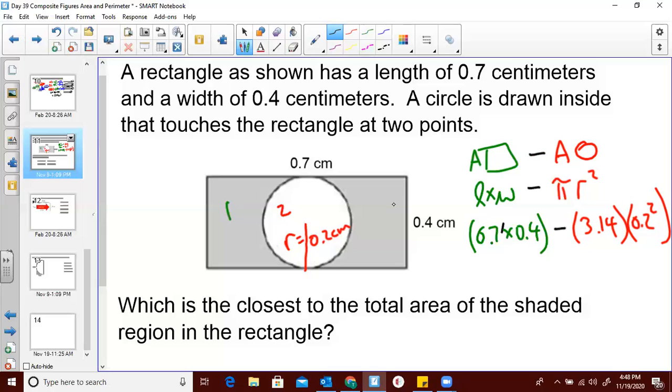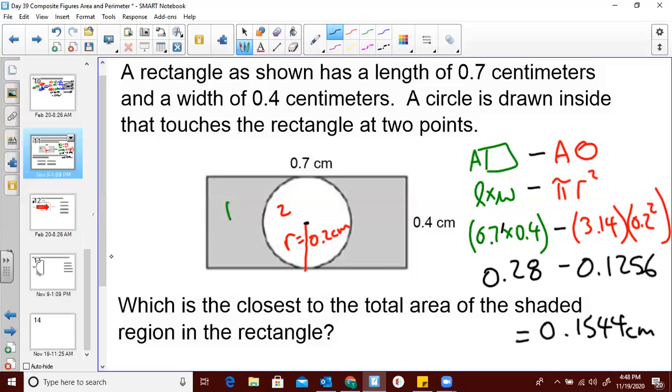I apologize for my mistake, but I am subtracting the circle. All right, so when we go ahead and solve for this, we get 0.7 times 0.4, which will be 0.28. And then we have 0.2 times 0.2 times 3.14, which is going to be 0.1256. And when we subtract these numbers, we end up with 0.1544, and that's going to be centimeters squared.